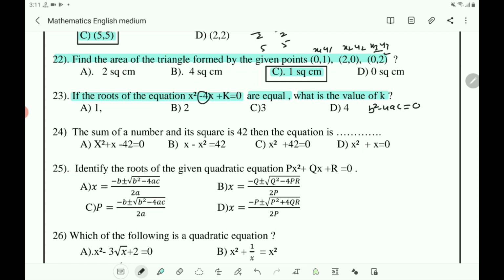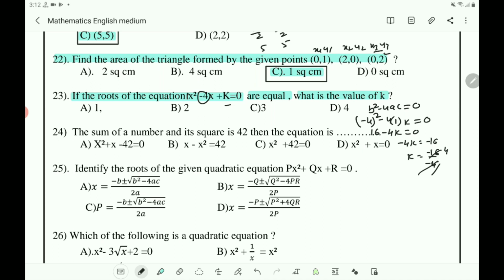So here b is minus 4. Minus 4 whole square minus 4 into a is 1, c is k equals 0. That is minus 4 whole square is 16, minus 4k equals 0. Then you write minus 4k equals minus 16. k equals minus 16 by minus 4. You got k equals 4.